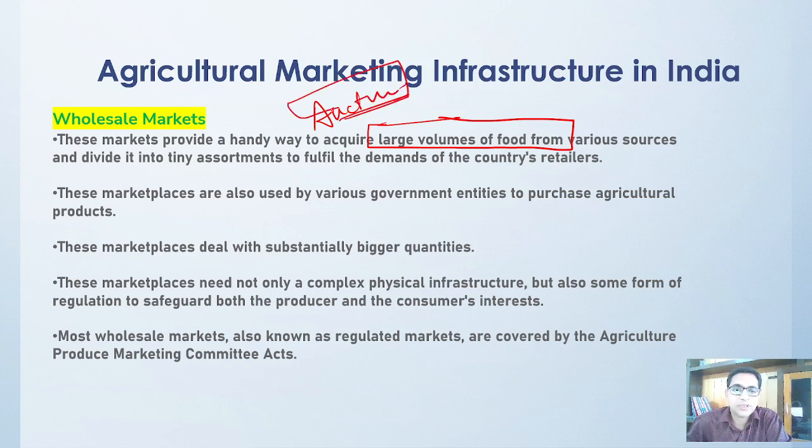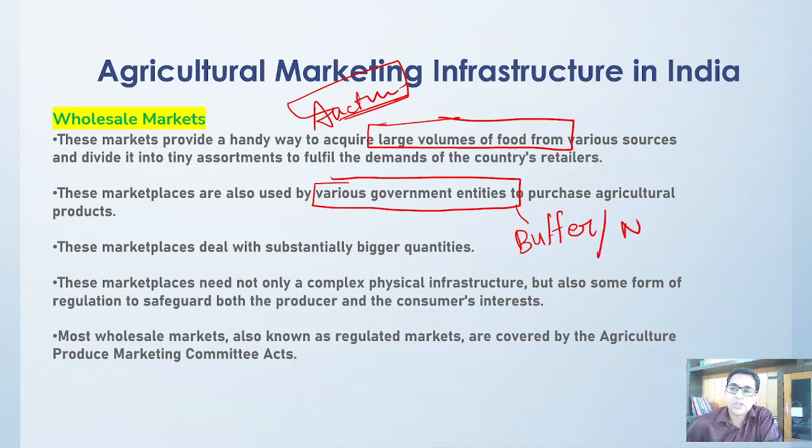These markets are used by various government agencies, and these markets are also controlled by government agencies. The government comes to this wholesale market to buy products for their buffer, for the national food security act. The government always goes to the wholesale market to buy products for buffer usage, for buffer keeping and the National Food Security Act.